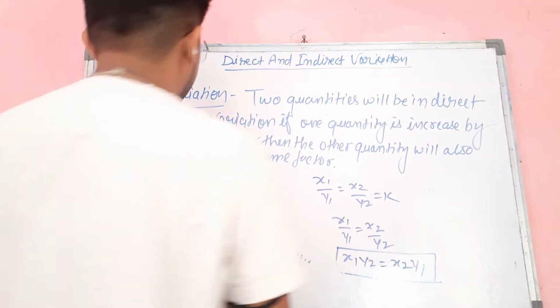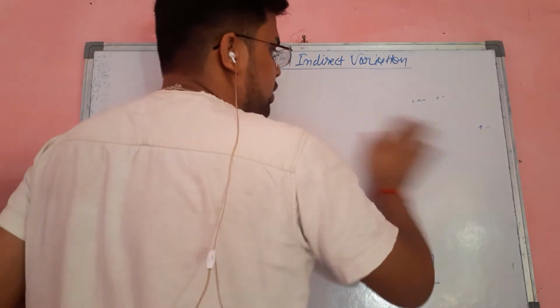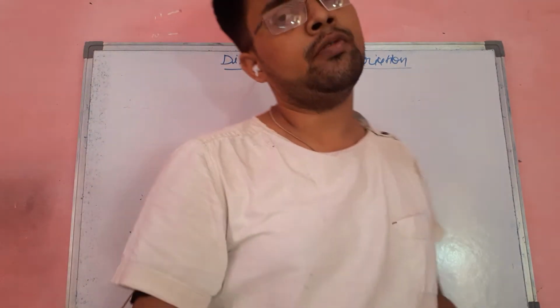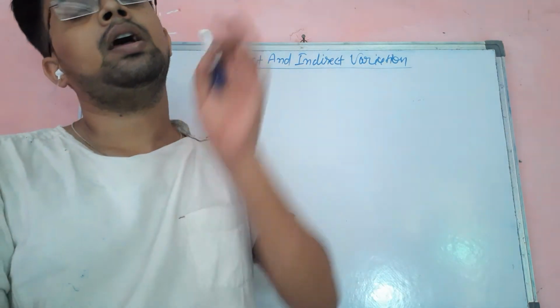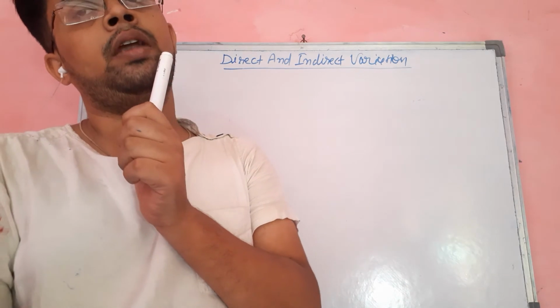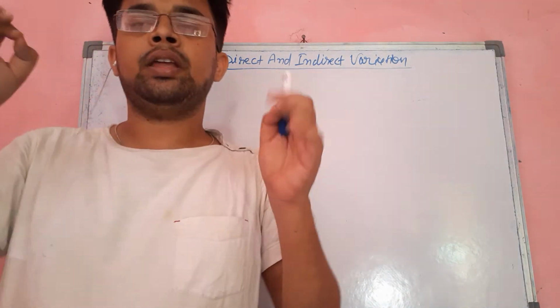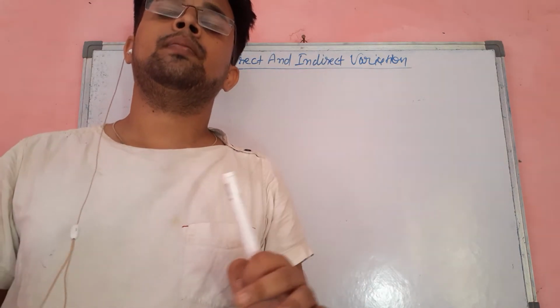Now children, what will I do? Now I will take the indirect variation and will tell you what indirect variation is. Children, indirect variation is just opposite to direct variation. In direct variation, what happens? When one quantity increases by a factor, the other quantity will also increase by the same factor. But in indirect variation, it will be opposite. If one quantity is increased by a certain factor, then the other quantity will decrease by the same factor.